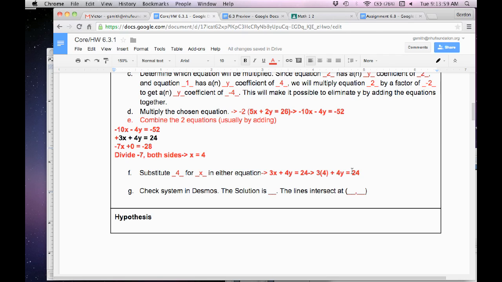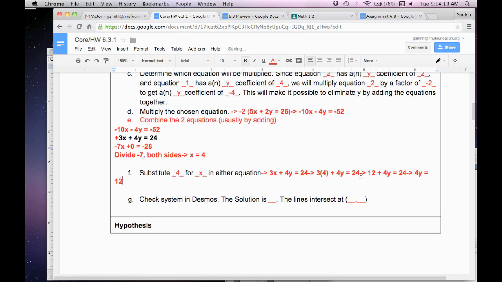So now I can multiply. 3 times 4 is 12 plus 4y equals 24. Then I can subtract 12 from both sides, and I get 4y equals 12. Let's divide by 4 on both sides, and y is equal to 3.